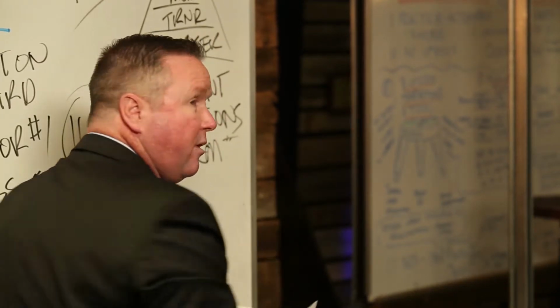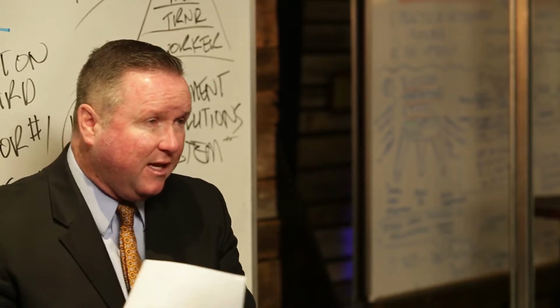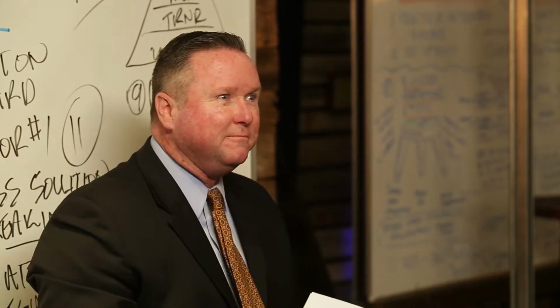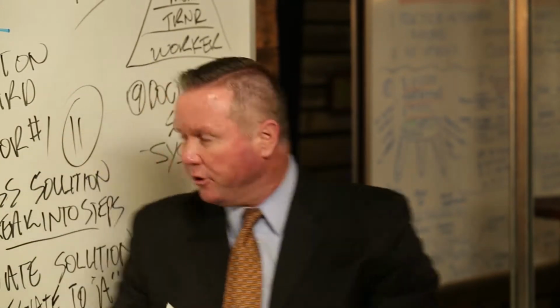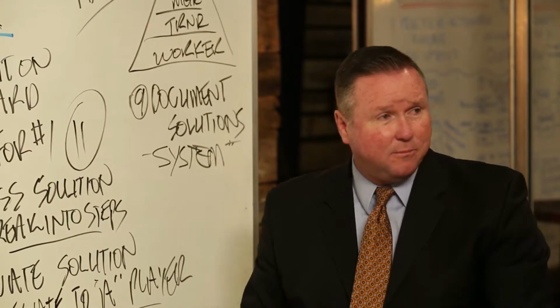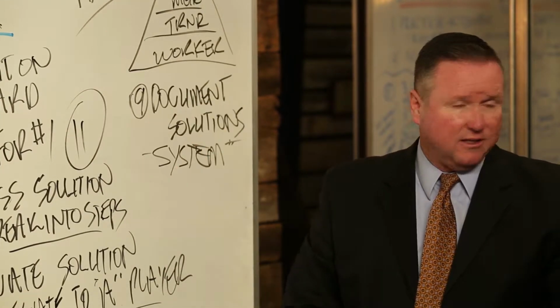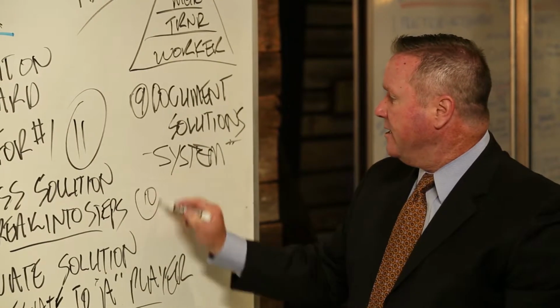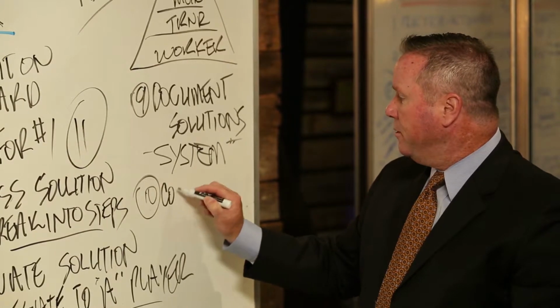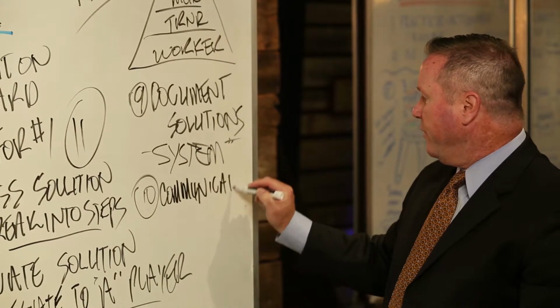So from here on out, the way that we are going to solve this problem is like this. We have put the system together, we have tested the system, we have adjusted the system and run through it again, and now we document the system. And then finally, number 10, we need to communicate the new system with everyone.